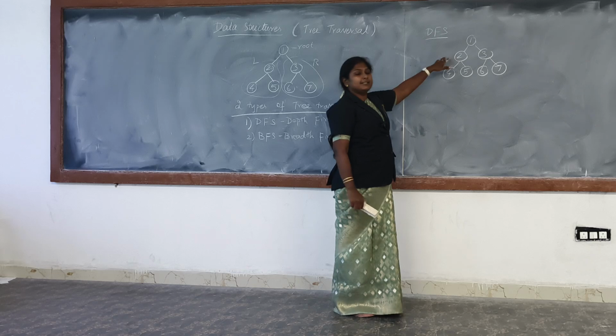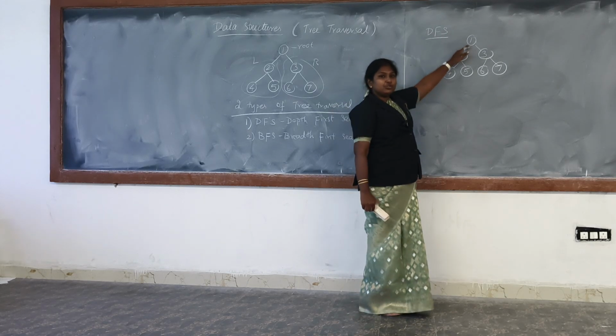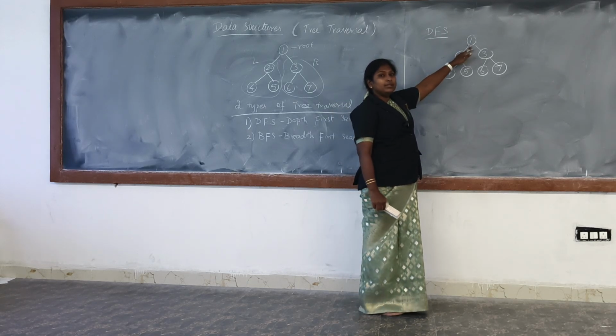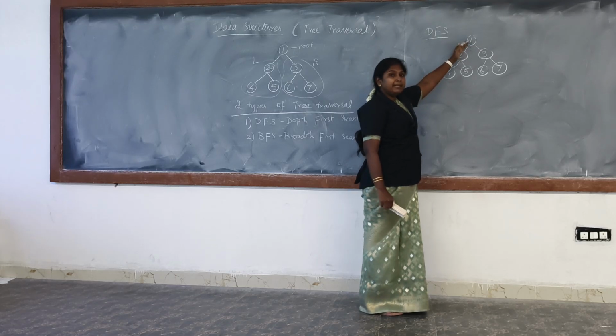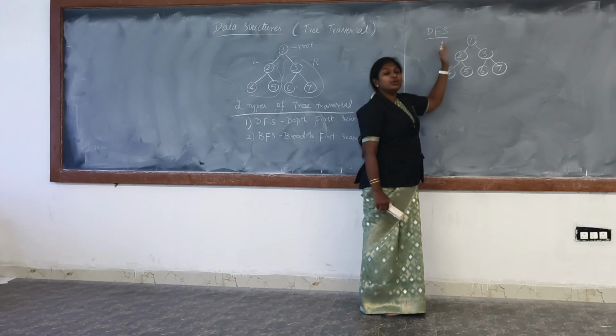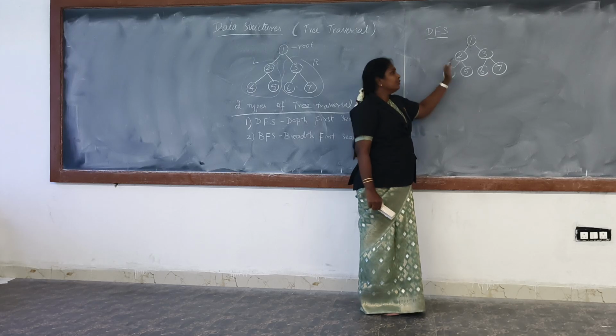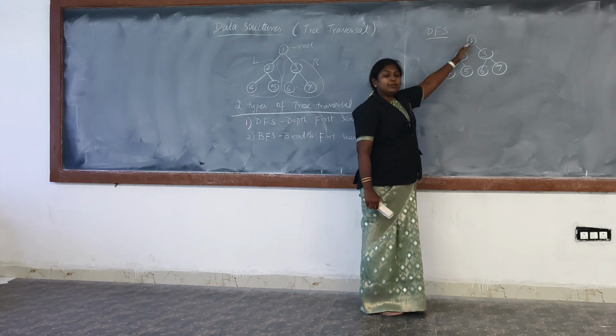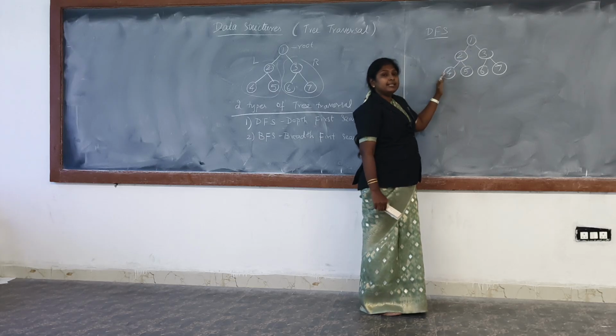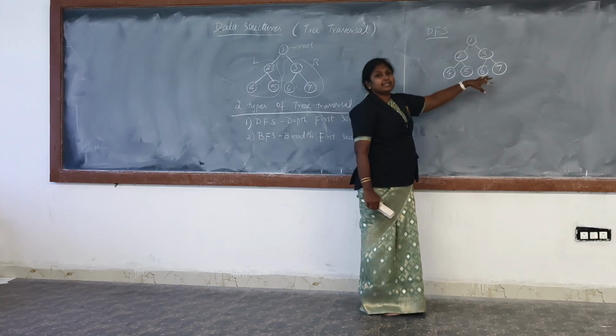What is depth first search then? Exploring each node in a tree in a specific order, when you complete a single branch, you have to move on to the other branch. So when I want to visit a node, I need to complete a particular branch of that node first, and then I have to move on to the next.